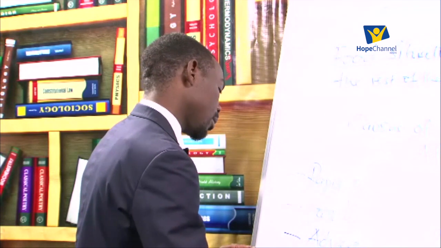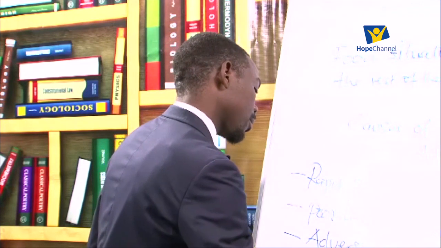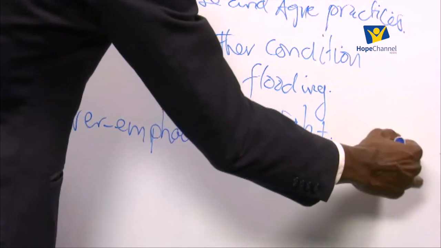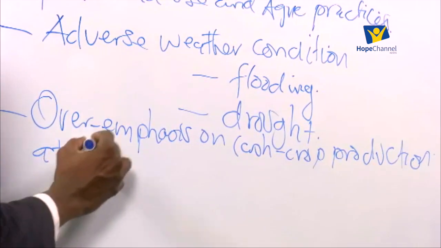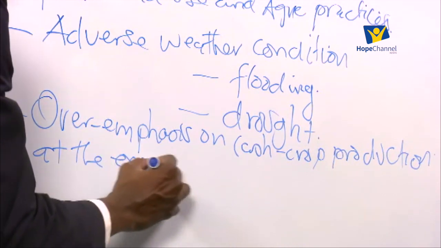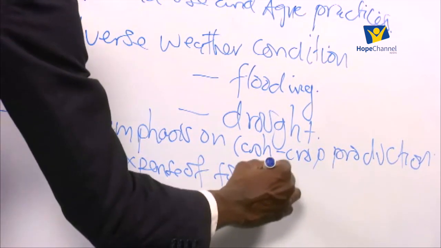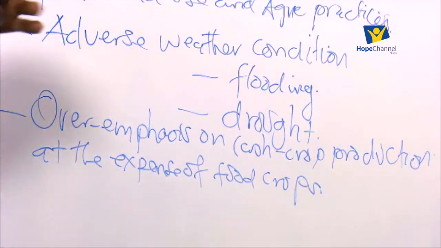Overemphasis on cash crop production at the expense of food production, at the expense of food crops. So you realize that most Kenyans, or most Africans in that case, overdepend so much.